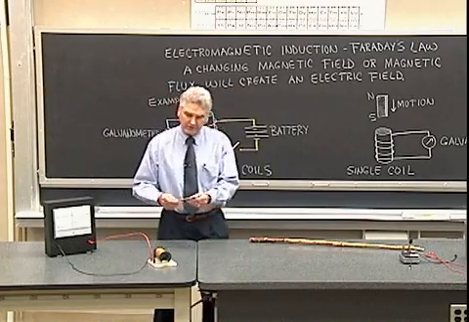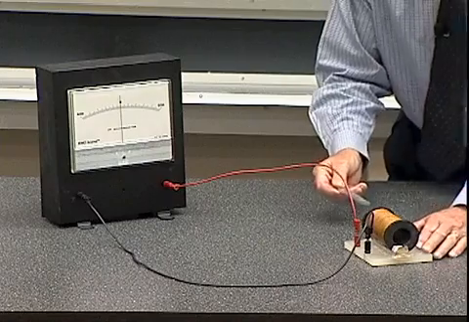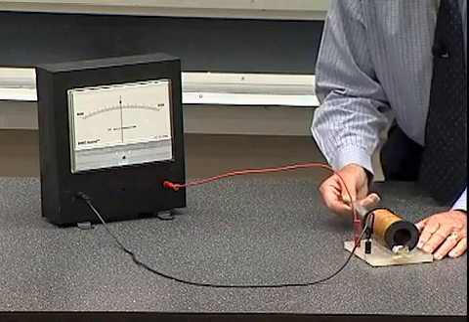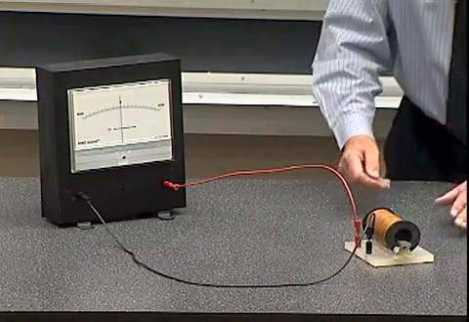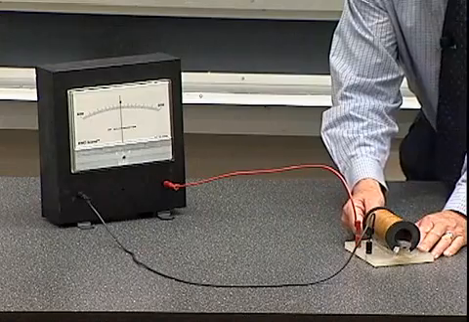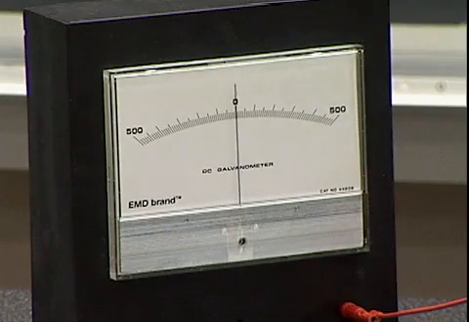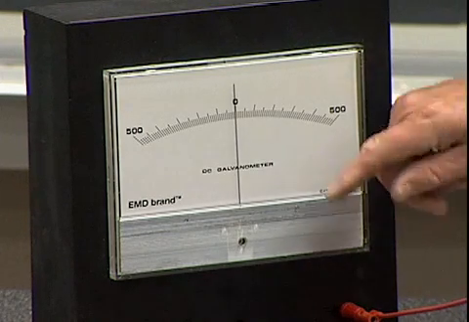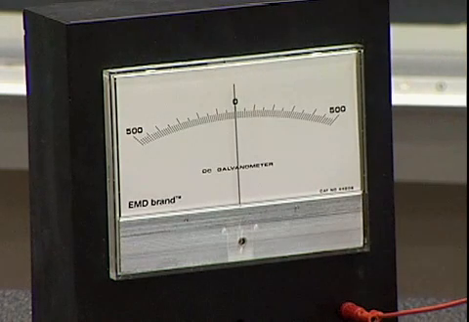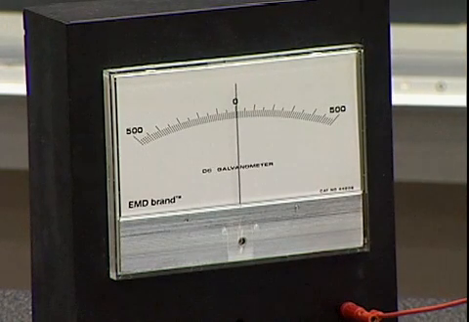So let's see what happens when I take the magnet and insert it into the coil. Now let's watch what happens when I pull it out. Opposite direction. So an increasing magnetic field will cause an electric field in one direction to drive the current through the circuit in one direction, deflect the needle to the left, and a decreasing magnetic field will do just the opposite.